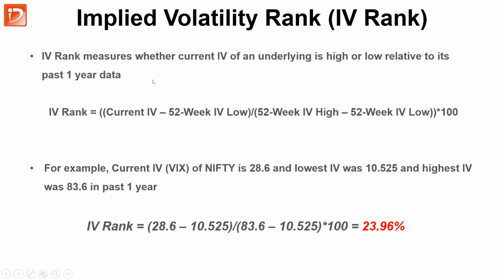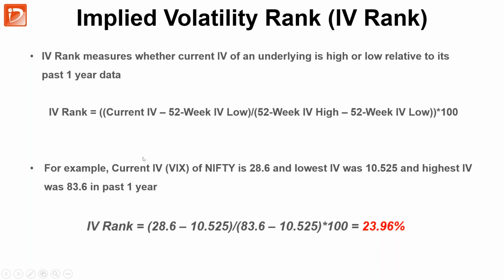IV rank measures whether the current IV of an underlying is high or low relative to its past 1 year of data. This is the formula for IV rank. You subtract the 52-week IV low, which is the 1 year IV low, from the current IV, and similarly subtract the 1 year IV low from the 1 year IV high. Then you divide them and multiply by 100. That will give you the IV rank.